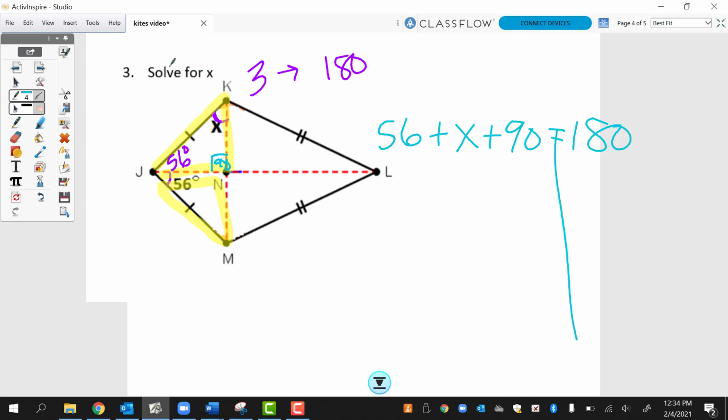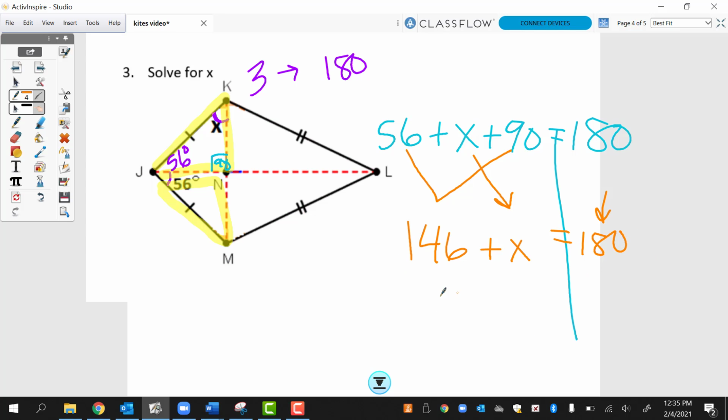Okay, and we're solving. So I'm combining like terms. So I have 56 plus 90, I would type that in the calculator, is 146. We drop down our x. X has nothing to go with. Drop down 180. Nothing happened over there.